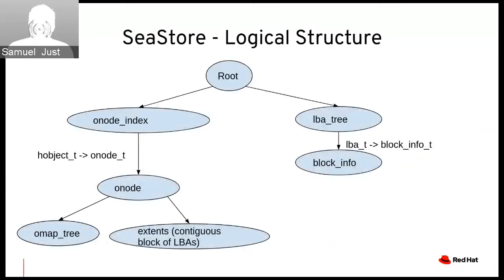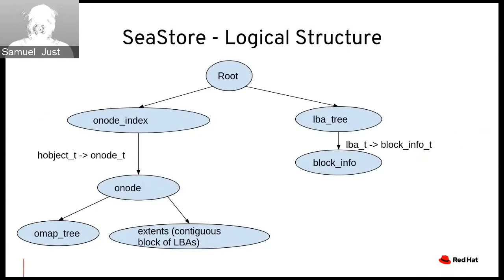So the really, really high-level logical structure of CStore is we have a root block pointing at an O-node index, mapping H objects to O-nodes, each of which contains a pointer to an OMAP tree for that key-to-value mapping and a set of contiguous logical LBAs for the actual object data. The other half of the metadata structure is this LBA tree, which is how we map logical addresses used on the left side of this diagram to physical on-disk locations.